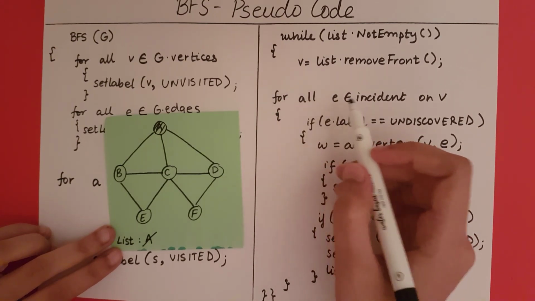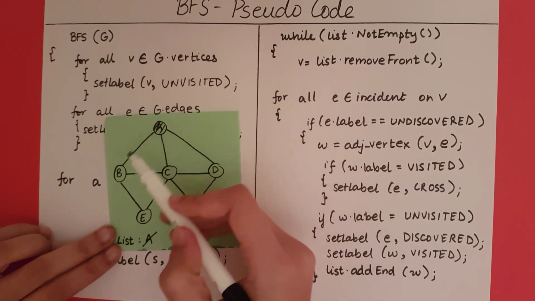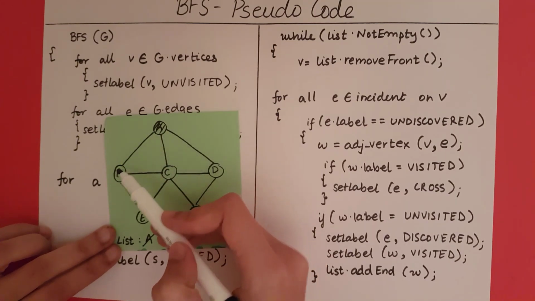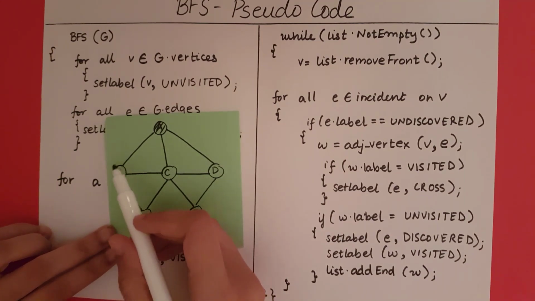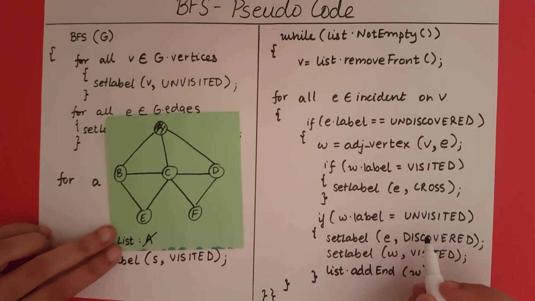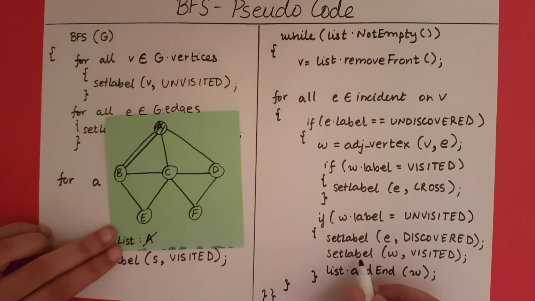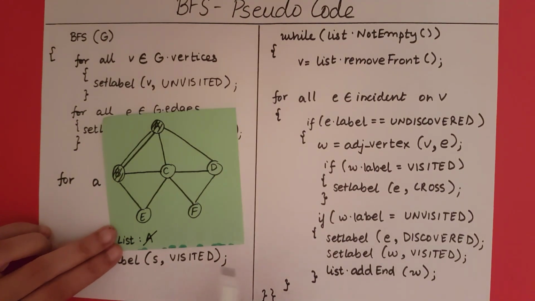So for all edges incident on A, so these three, let's start with this one. If it's an undiscovered edge, yes, it's an undiscovered edge. W becomes the vertex that follows. So W is B. If W is visited, no, B is not visited. If W is unvisited, yes, B is unvisited. So then what must we do? We set the edge to be a discovered edge. We visit that W and we add W to the end of the list.